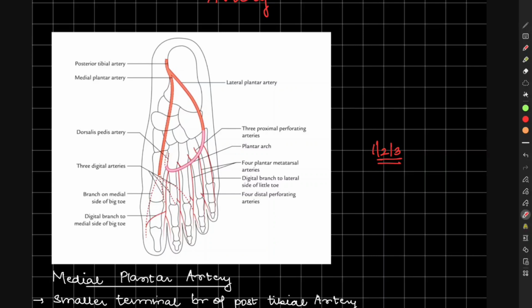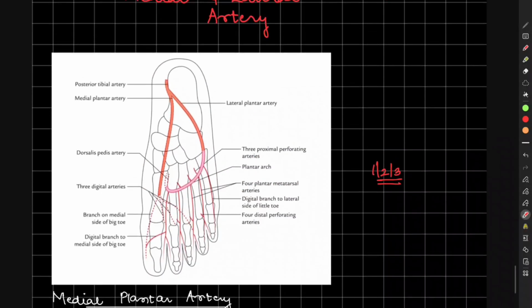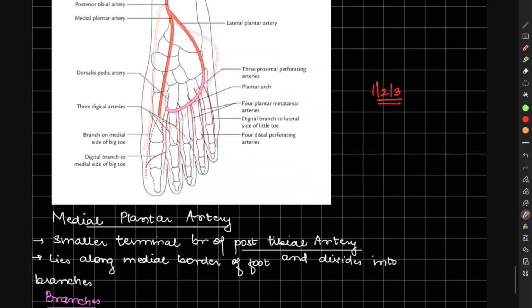Plantar arch we will do ahead. What are its branches? First of all the muscular branches, then the cutaneous branches to the skin and the fascia, anastomotic branches which anastomose on the dorsum of the foot with the dorsalis pedis artery, and a calcaneal branch which is often given to the heel. Digital branches to the lateral side of the toe, four digital perforating arteries. Okay, so lateral plantar artery, medial plantar artery clear.